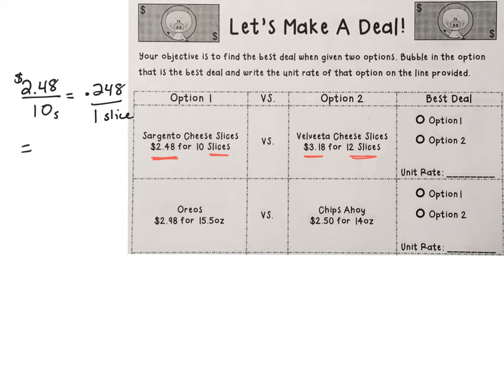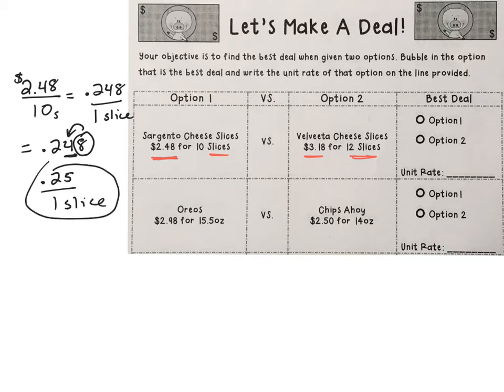Now obviously rounding is important. So if you have 0.248, the 4 is the number you're thinking about changing, the number next door, and you should have learned this. If it's 5 or more, it bumps up the 4 to a 5, so that would make it 25 cents per slice. And that is the unit rate for Sargento.